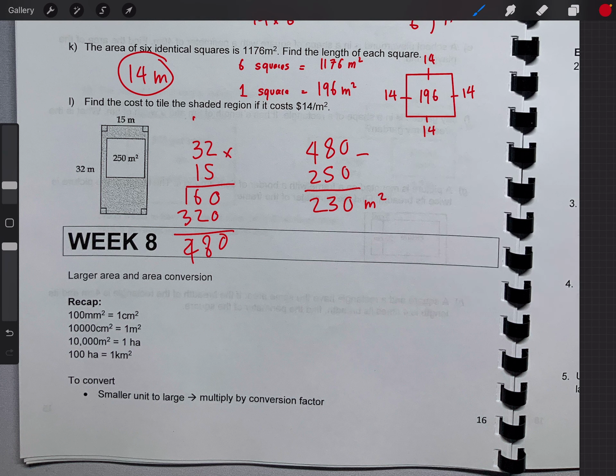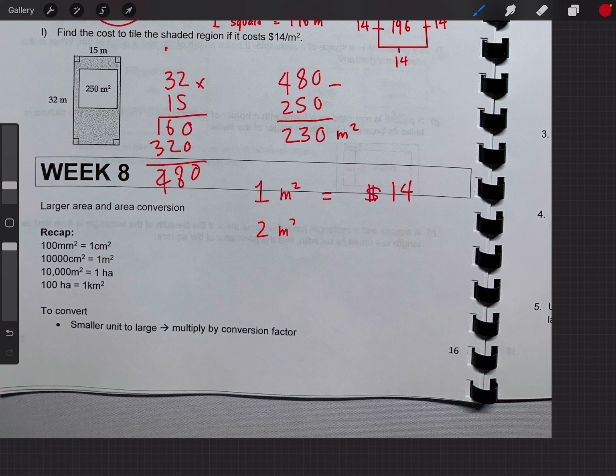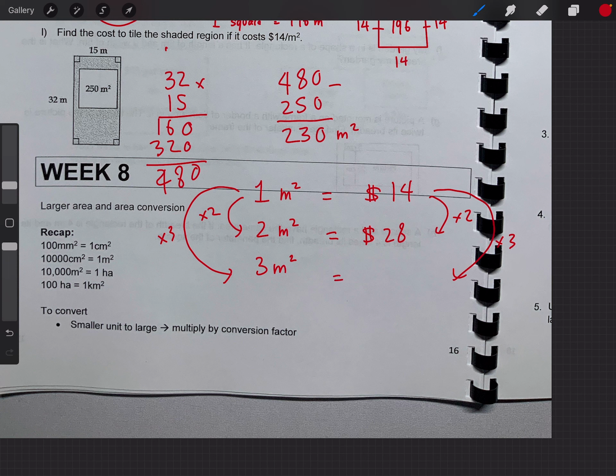Now, it says find the cost to tile the shaded region if it costs $14 per square meter. What it means is that 1 meter squared is going to cost you $14. So how much is 2 meters squared? That means we're just doubling that, so we double it and we get $28. What about 3 meters squared? To go from 1 to 3, we triple it, we times it by 3, so we triple the price. Let me see, this will be 42. That'll be $42, and so on.